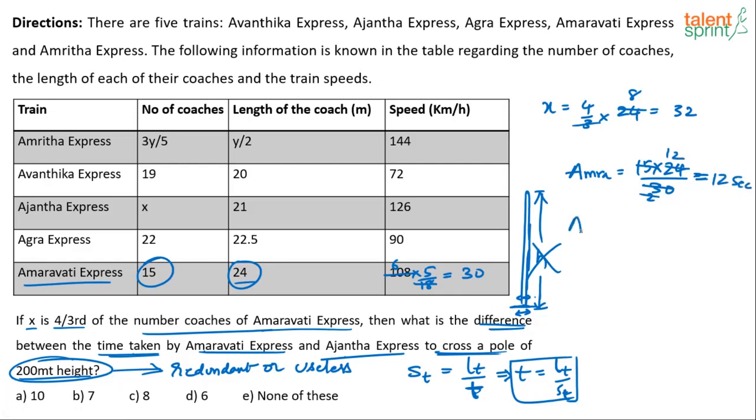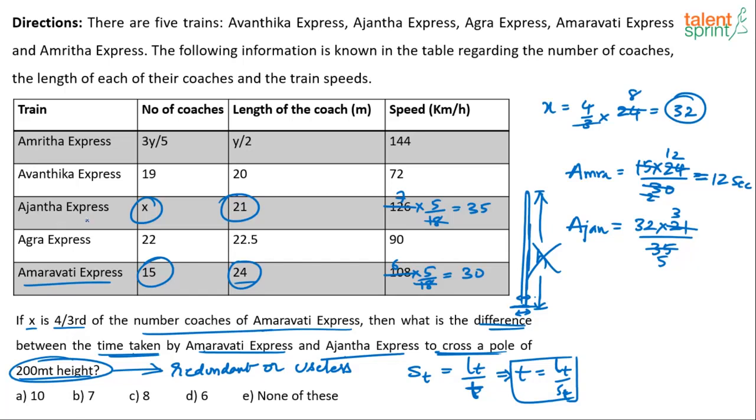What's the time taken by Ajanta? Ajanta: X into 21. We have already got X, 32. Right? So 32 into 21 will be the length of Ajanta divided by speed of Ajanta, 126 into 5 by 18. How much is this? This is 7 times 5, 35. So speed is 35. Now simplify this. 7 into 3, 7 into 5. 32 into 3 is 96. Right? 96 by 5. It's not going to be an integer value. So we can mark fifth option, none of this.